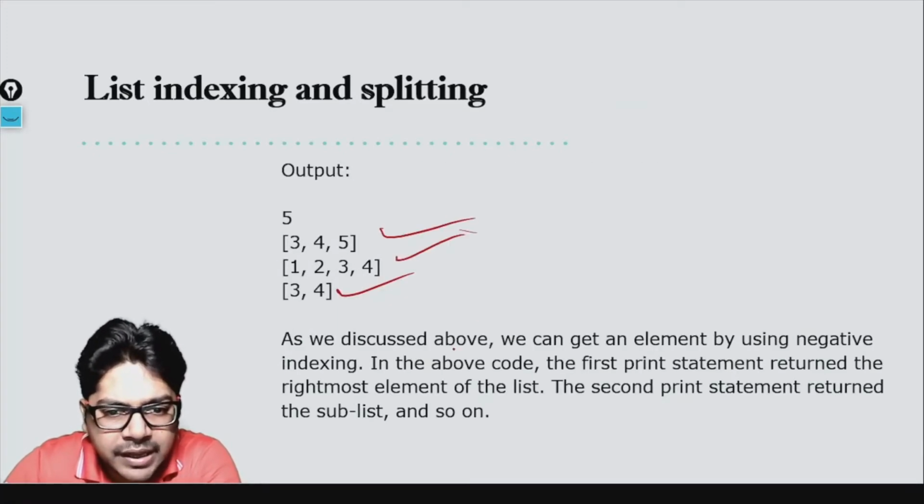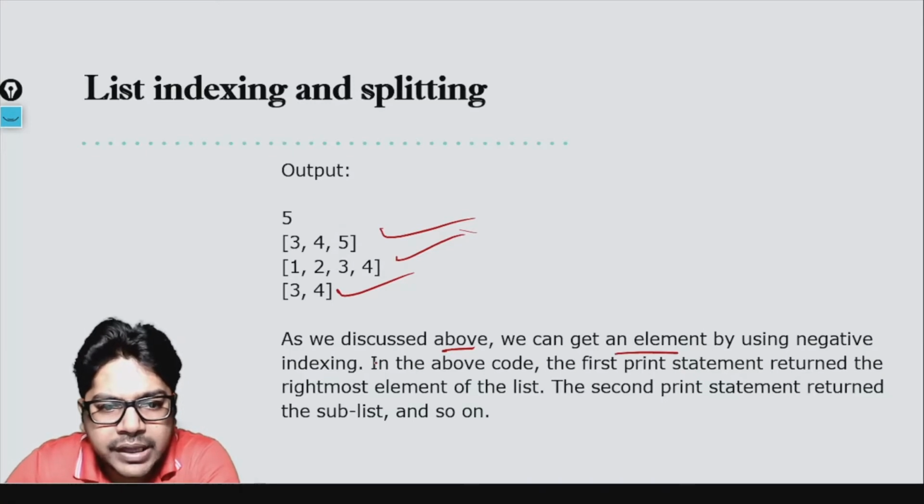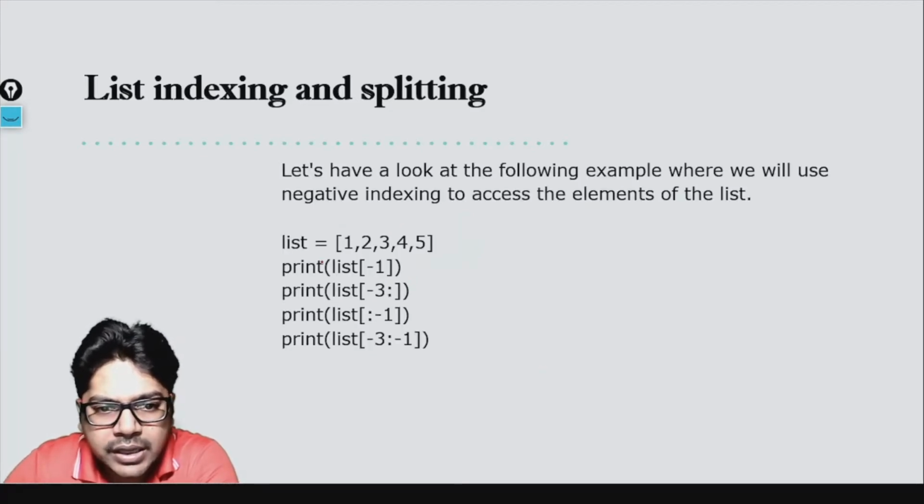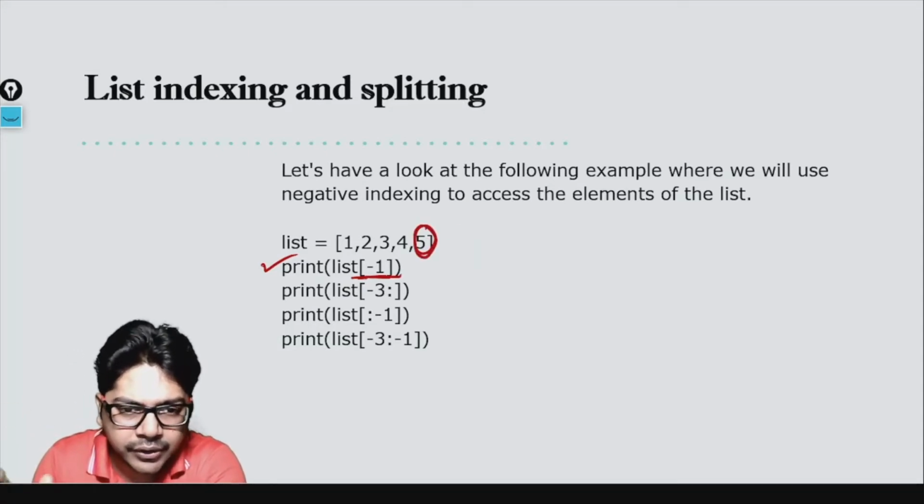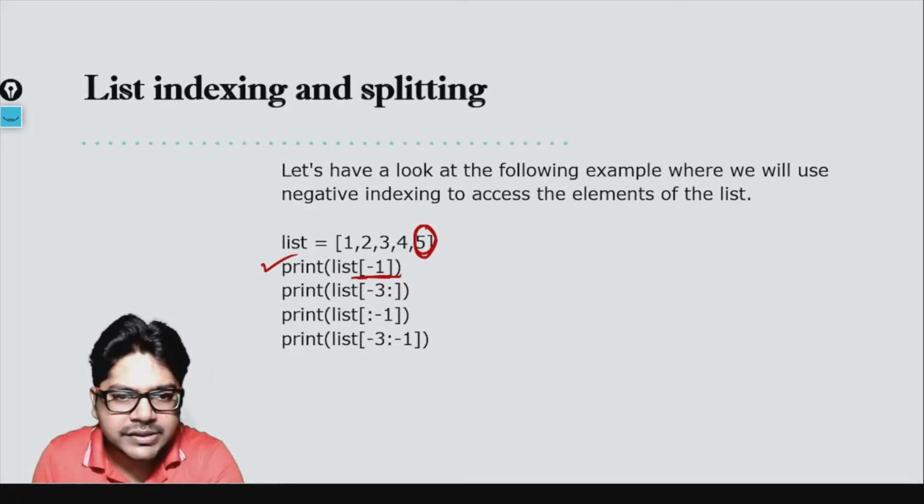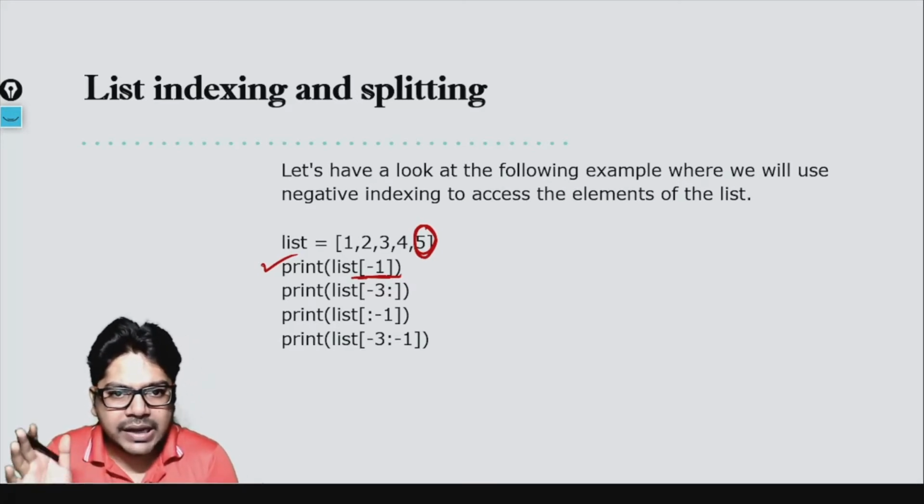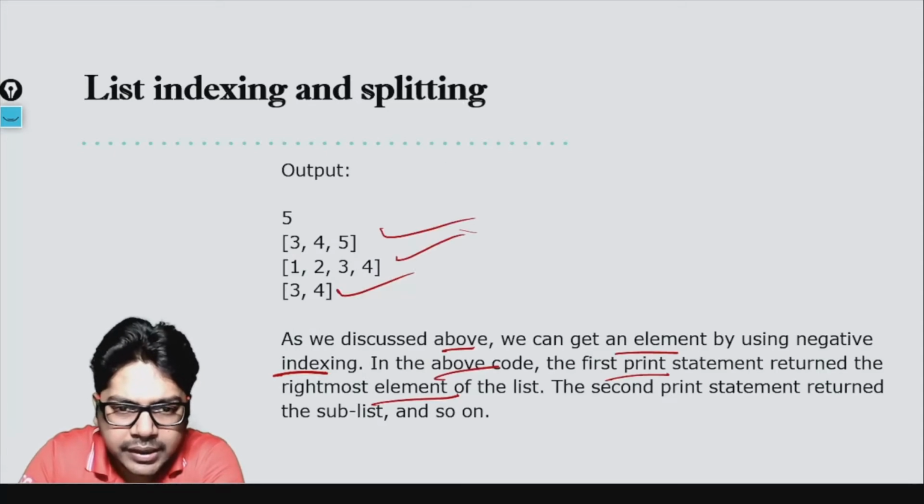So as we discussed above, we can get an element by using the negative indexing also. In the above code, the first print statement returned the rightmost element of the list. The first print statement, this one, I wrote -1, so it gave me the rightmost element, which is 5, because the negative indexing starts from the right side, okay, always remember that. Normal indexing starts from the left, but the negative indexing always starts from the right side, okay.